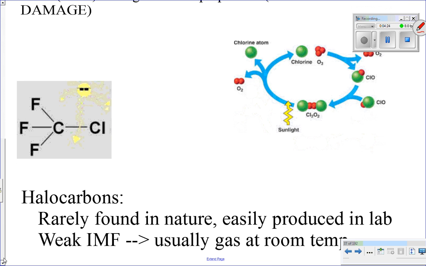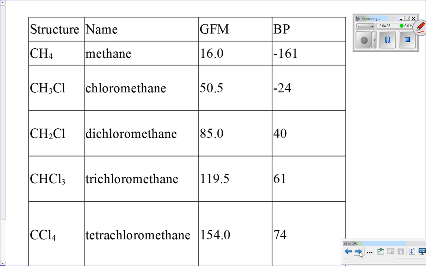Halocarbons are rarely found in nature, easily produced in labs. They have weak intermolecular forces and are usually gases at room temperature. The fact that haloalkanes are gases at room temperature is why they were able to be used as refrigerants and how they got into the atmosphere in the first place. What you can notice from this table, if you compare methane to some haloalkanes, the halogen atom actually does affect the boiling point. As you'll notice, you get much larger GFMs once you start replacing hydrogens with group 17 atoms, and this will drastically increase your boiling point.